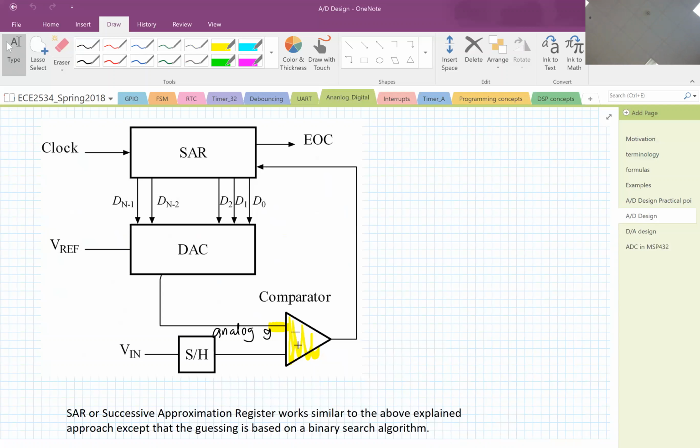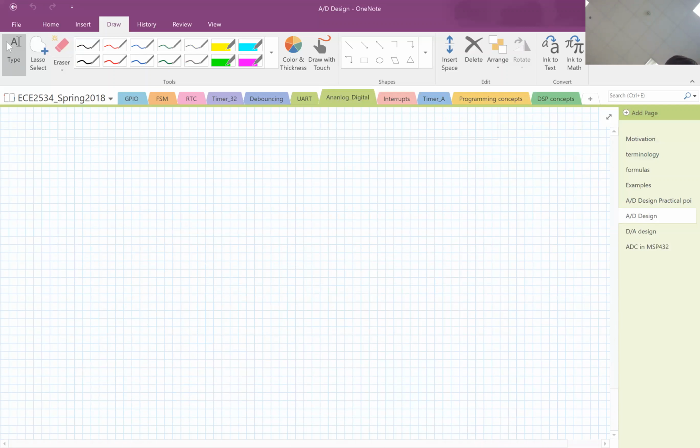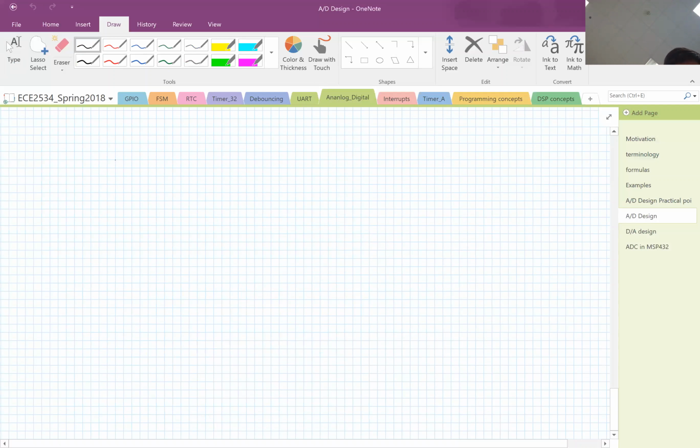But we don't do that. That takes too long, and it's not efficient. Instead, we use binary search. So let's do an example. Let's say that n is equal to 3, and your Vref minus is 0, and your Vref plus is 14 volts.